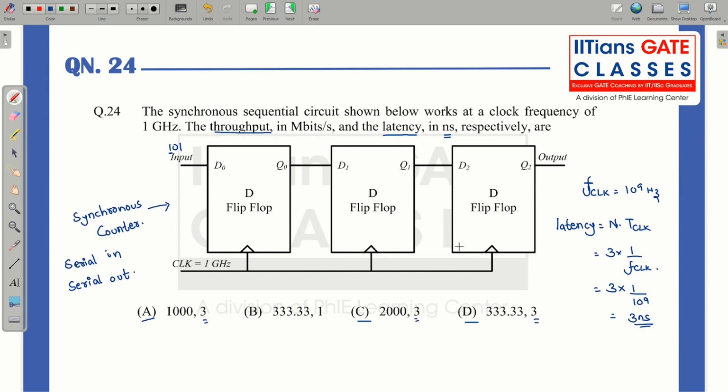Now we have to find the throughput. Throughput is how many bits are transmitted through a flip-flop in a second. The time period I have calculated here is 1 nanosecond, so 1 nanosecond is required for 1 bit to transmit from a flip-flop. In 1 second, the number of bits transmitted is 1 divided by 1 nanosecond, which is 10 to the power 9 bits per second. But the question asks for megabits, so 10 to the power 3 into 10 to the power 6 bits per second, where 10 to the power 6 is mega. So that is 10 to the power 3 megabits per second, which is 1000. So option A is the correct answer.